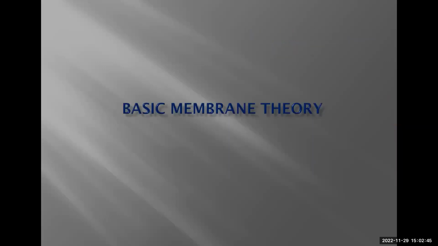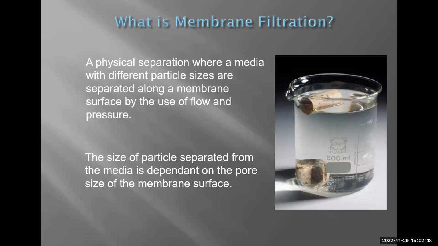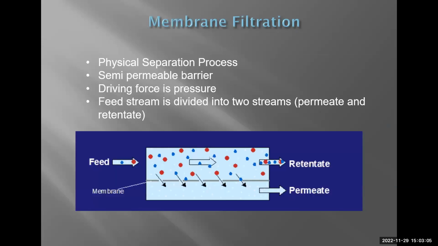So first, basic membrane theory. Membrane filtration is a physical separation where the media with different particle sizes are separated along a membrane surface by the use of flow and pressure. The size of particles separated from the media is dependent on the pore size of the membrane surface. Separation occurs through a semi-permeable barrier where the driving force is pressure, and the feed stream is divided into two different streams, the permeate stream and the retentate stream. The permeate stream is a stream that is clarified and should have particles that are smaller than your target particle size, while the retentate stream will have particles that are larger than your target particle size.